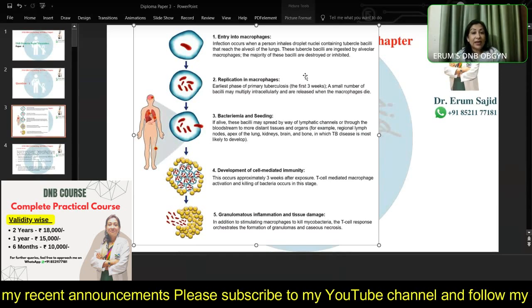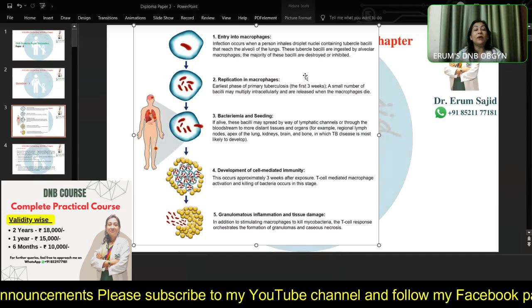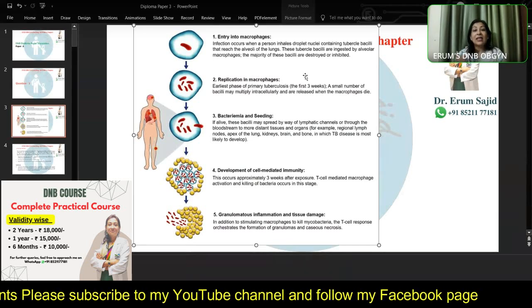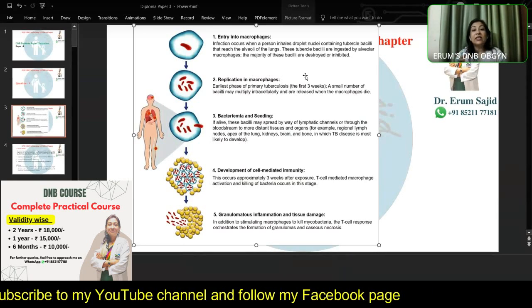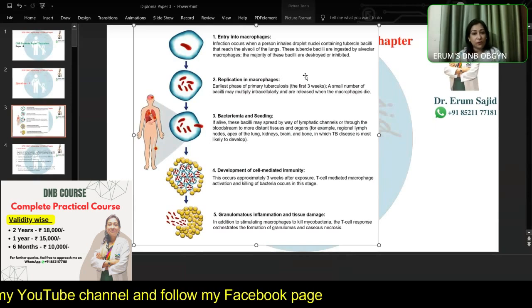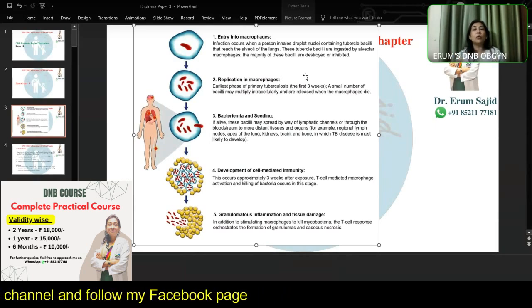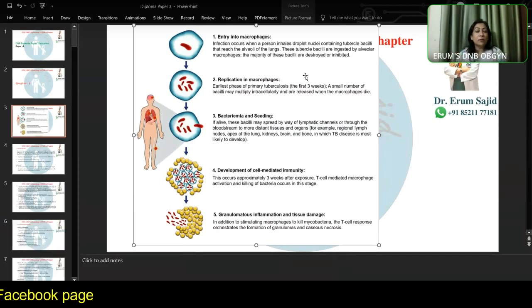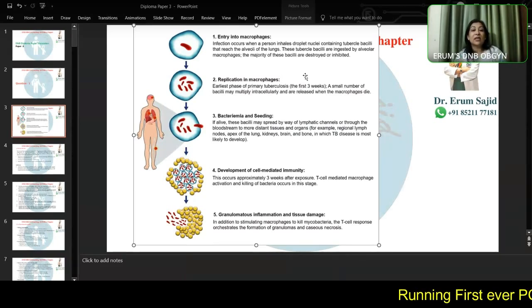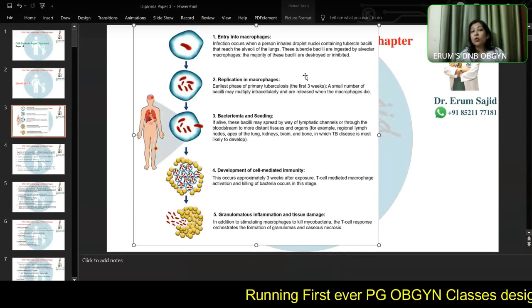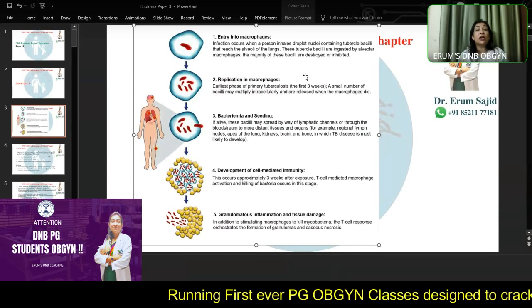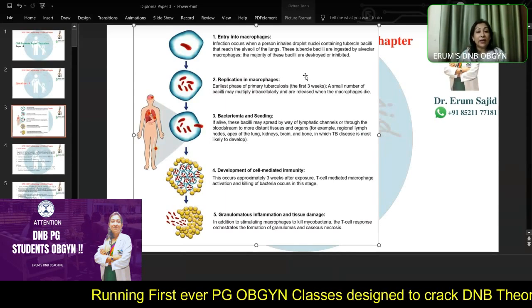So the infection occurs when a person inhales the droplet nuclei, and they reach the alveoli of the lung. Then these tubercle bacilli are ingested by the alveolar macrophages, which is very much expected whenever a new infection gets inside the body. The defense mechanism starts to ingest it, which is the local macrophages. In the earliest phase of primary tuberculosis, in the first 3 weeks, a small number of bacilli may start multiplying intracellularly, and they're released when the macrophages die. Correct? So they're not totally killed by the macrophages. They undergo a little dormant stage, and then they start multiplying again.